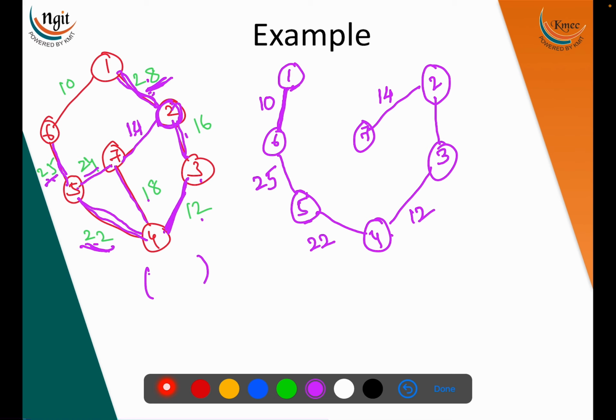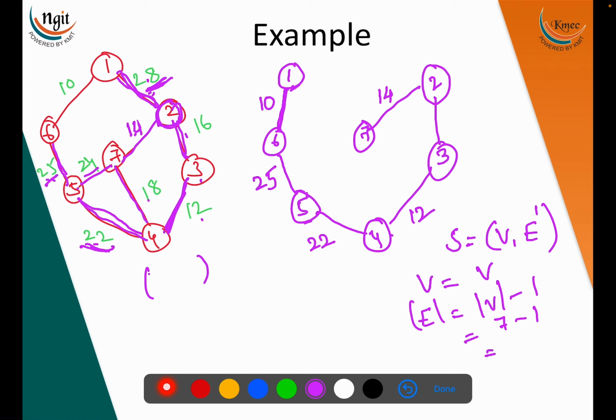Why have I ended over here? Why am I not moving further? Because I have visited all the vertex. As far as a spanning tree is concerned, E is equal to V minus 1, where V is the number of vertex and E is the number of edges. The number of vertex for this graph is 7, and 7 minus 1 is 6, so I should get a total of 6 edges. Now you can see 1, 2, 3, 4, 5, 6. Now it is a spanning tree, so it is a minimum cost spanning tree.